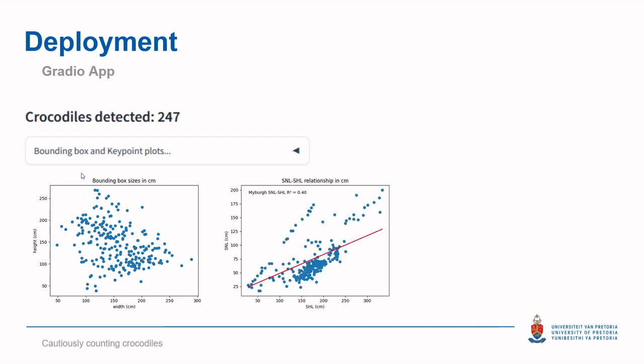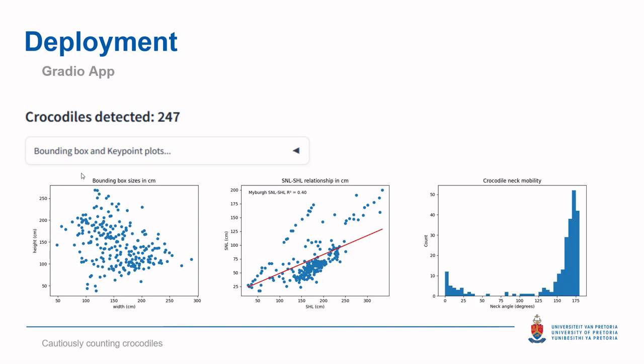correlation between our identified crocodiles and a snout, neck length, snout, hind limb length relationship identified in literature. As we can see, we find an R-squared value of 0.4. We also look at the crocodile neck mobility, which is the angle between the crocodile's head and its body.